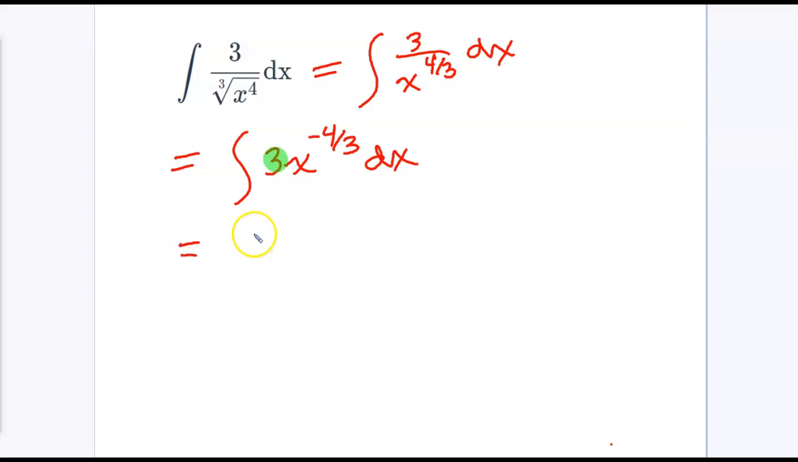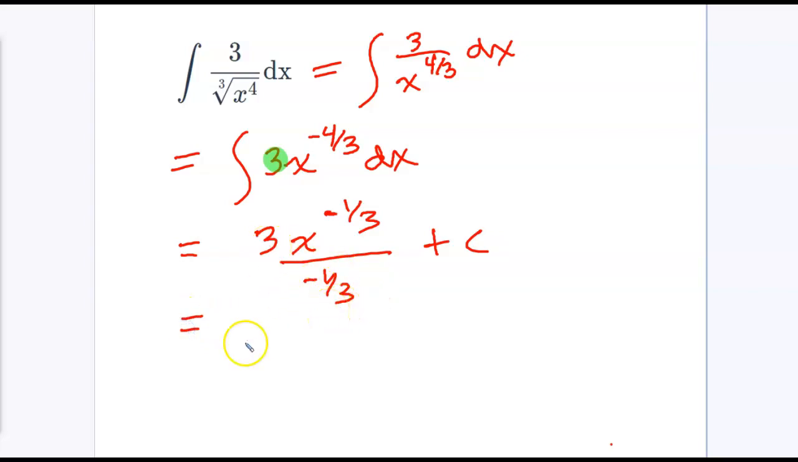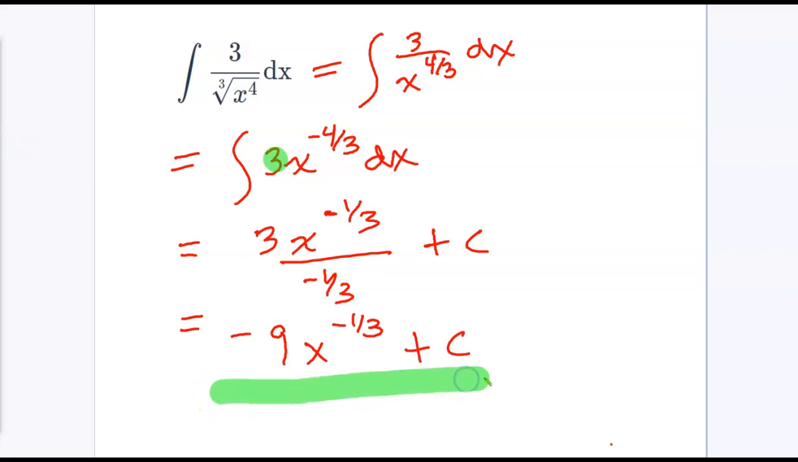If I add 1 to negative 4/3, I'm adding 3/3, so I'm going to get negative 1/3. Therefore, I have to divide by negative 1/3 plus a constant. If I multiply 3 by the reciprocal of negative 1/3, I'm going to get negative 9 x to the negative 1/3 plus a constant. Again, if you take the derivative of this, you will end up with what we started with.